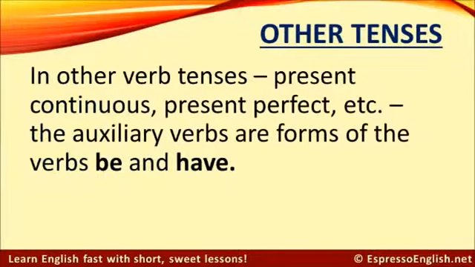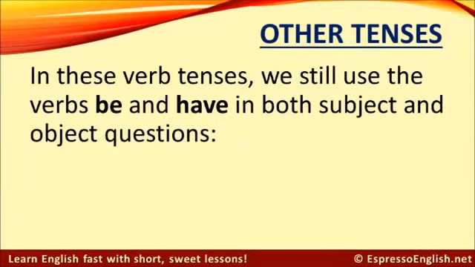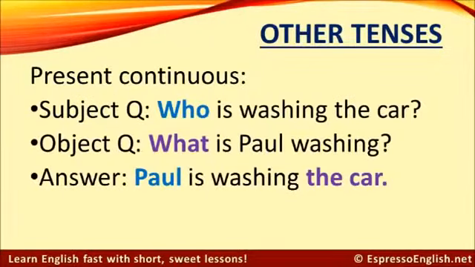In other verb tenses, like present continuous, present perfect, etc., the auxiliary verbs are forms of the verbs be and have. In these verb tenses, we still use the verbs be and have in both subject and object questions. Let's consider the sentence, Paul is washing the car. That's in the present continuous. The subject question would be, who is washing the car? And the object question is, what is Paul washing?